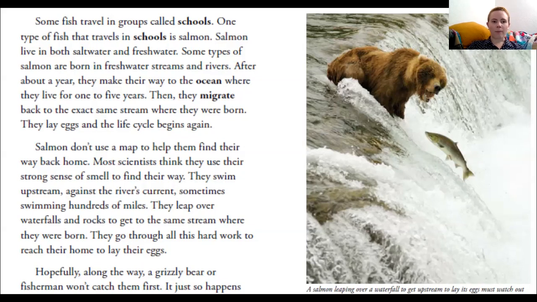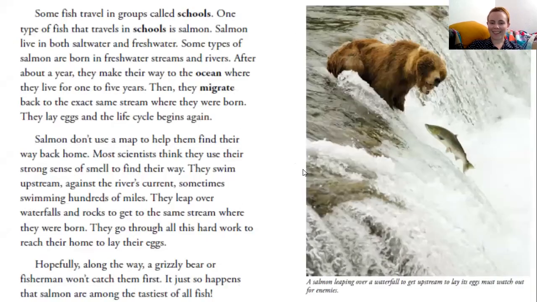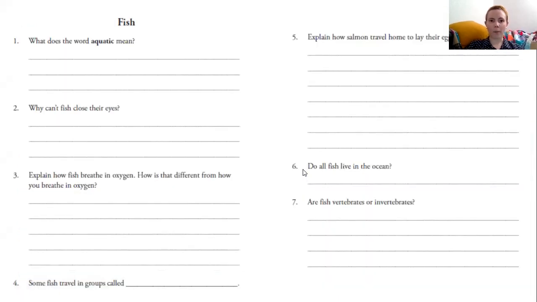Salmon don't use a map to help them find their way home. Most scientists think they use their strong sense of smell to find their way. They swim upstream against the river's current, sometimes swimming hundreds of miles. They leap over waterfalls and rocks to get to the same stream where they were born. They go through all this hard work to reach their home to lay their eggs. Hopefully along the way, a grizzly bear or fisherman won't catch them first. It just so happens a salmon leaping over a waterfall to get upstream to lay its eggs must watch out for grizzly bears. All right, that's the end of this chapter about fish.